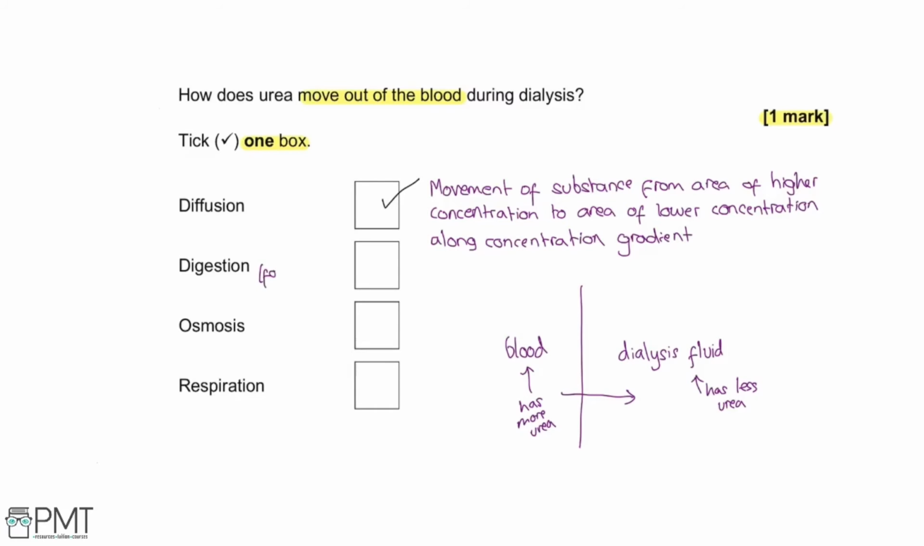And to double check this, we can just look at what the other options mean. So digestion is talking about food, which is incorrect. Osmosis is when we're talking about water moving across the partially permeable membrane, so that's not it. And respiration is talking about your breathing and gas exchange, so that's not the answer either.